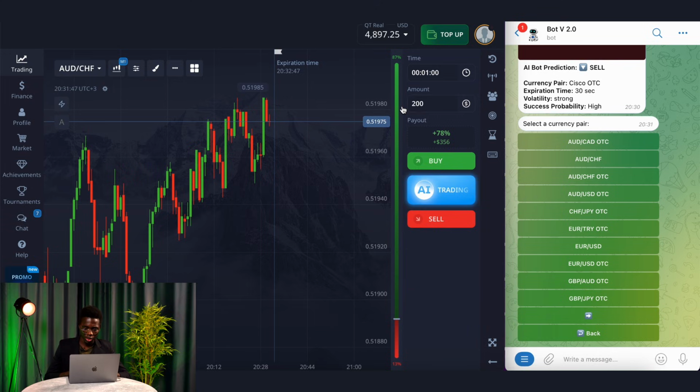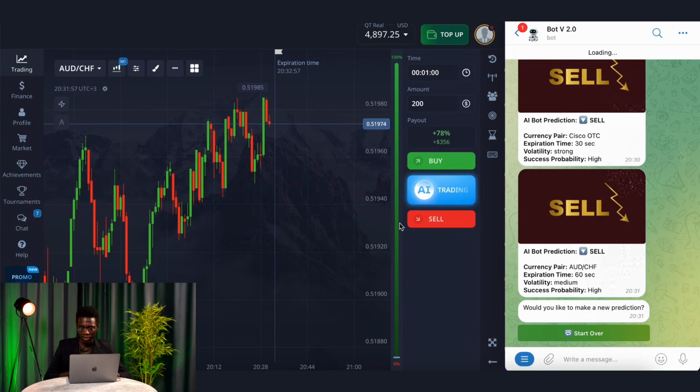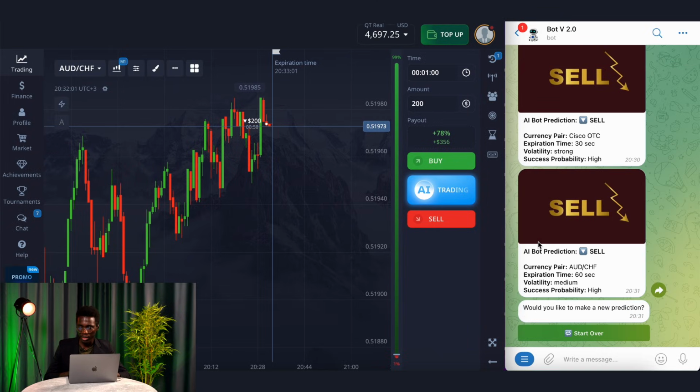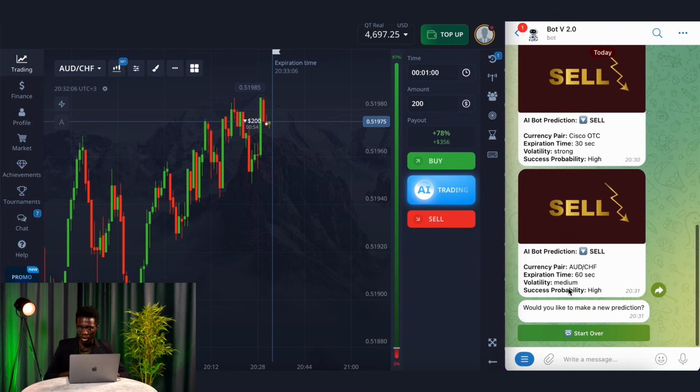We are risking $200 for this trade, and we are going to be taking this trade on 1 minute. Let's go ahead and ask our trading bot what the prediction is going to be for Australian dollar against CHF for 1 minute, ladies and gentlemen. It is going to be a sell. Let's go ahead and execute a sell order for this trade. We are selling, predicted by our AI powered trading bot version 2.0 to be another sell, medium volatility level, success probability set to be high.